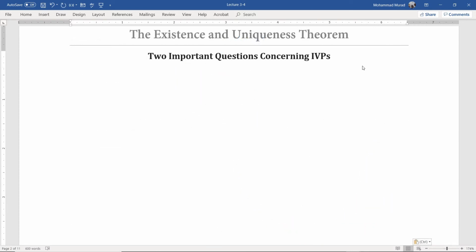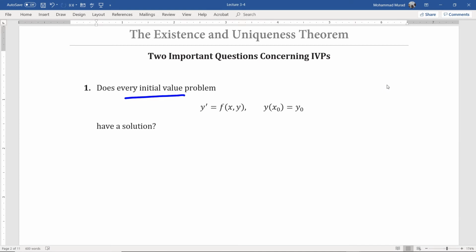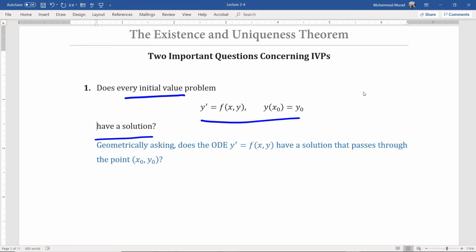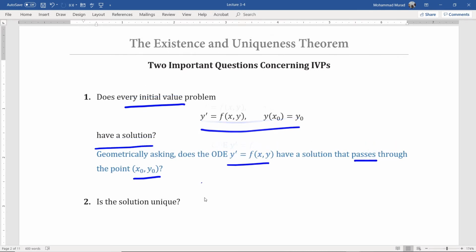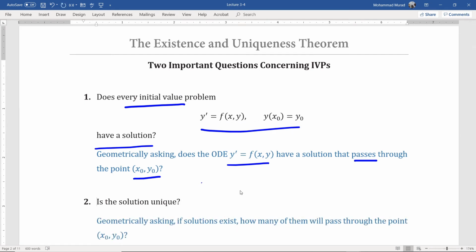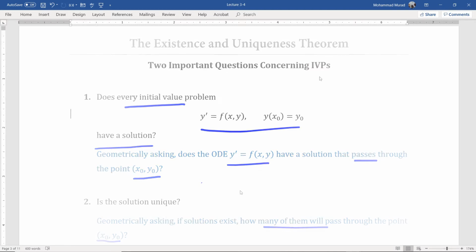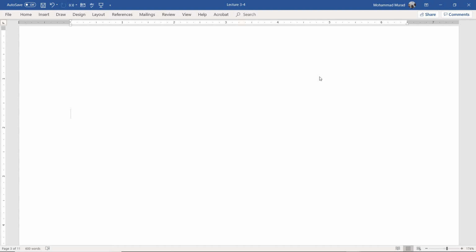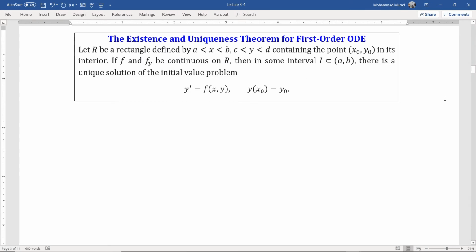Now, two important questions concerning initial value problems. Does every initial value problem have a solution? Geometrically asking, does the ODE have a solution that passes through the point x sub 0, y sub 0? If a solution exists, is the solution unique? Geometrically asking, if the solution exists, how many of them will pass through the point x sub 0, y sub 0? The answer to both the questions are formally established in the following theorem.